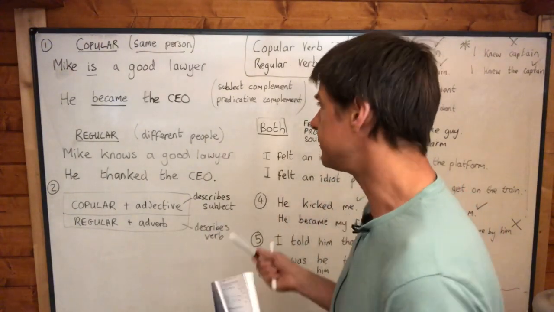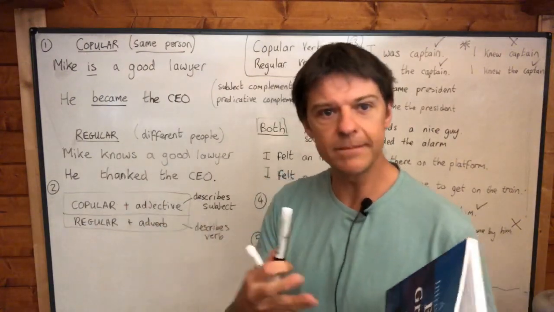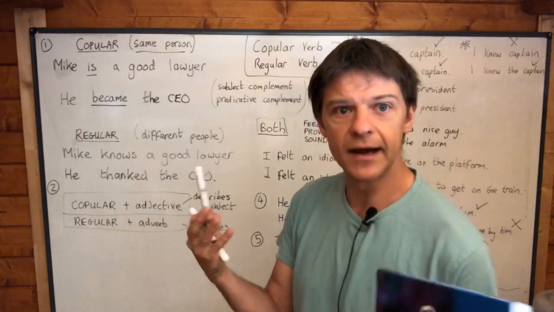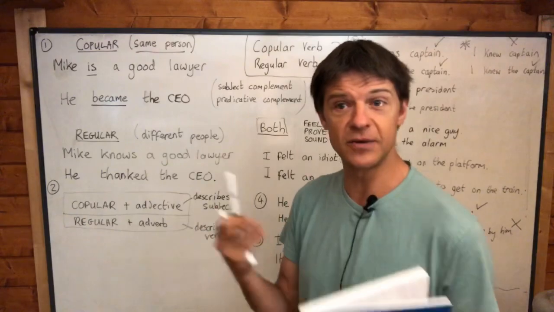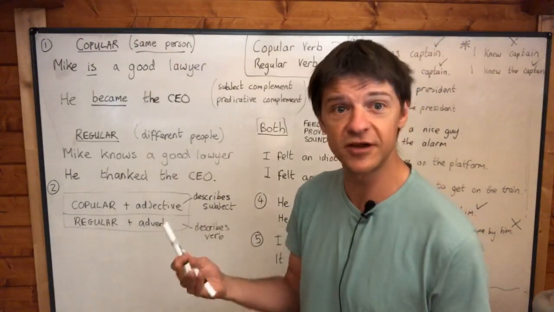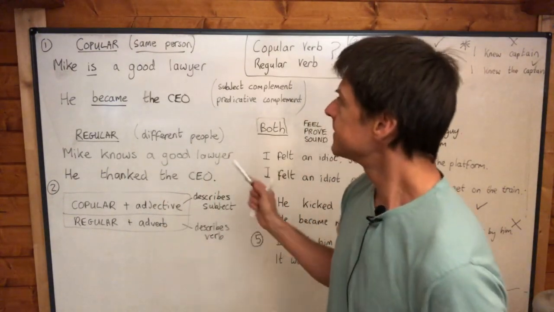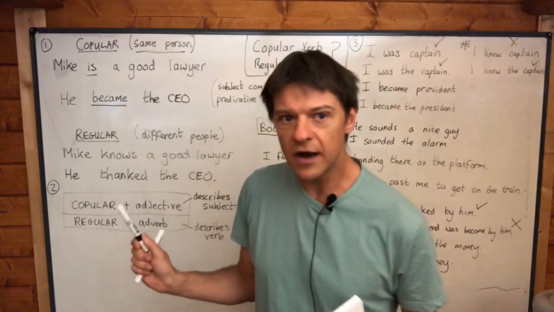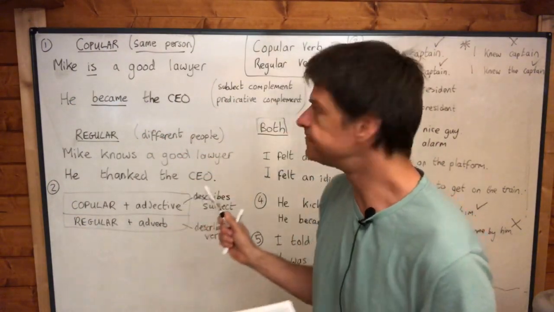So what do we mean by copular verb? Well, copular means linking together. I think it comes from the Latin. You might know it from other words like copulation, for example, so linking together. And you can see why we call them copular verbs.